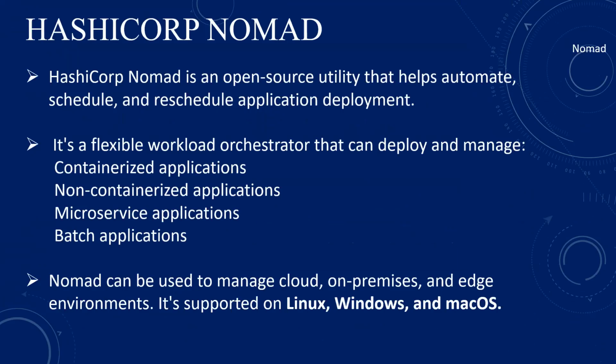The next product is HashiCorp Nomad. HashiCorp Nomad is an open source utility that helps automate, schedule, and reschedule application deployments. It's a flexible workload orchestrator that can deploy and manage containerized applications, non-containerized applications, microservice applications, as well as batch applications. Nomad can be used to manage cloud, on-premises, and edge environments. It is supported on Linux, Windows, as well as macOS.